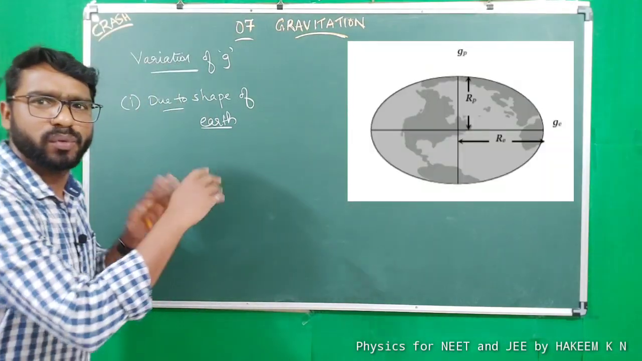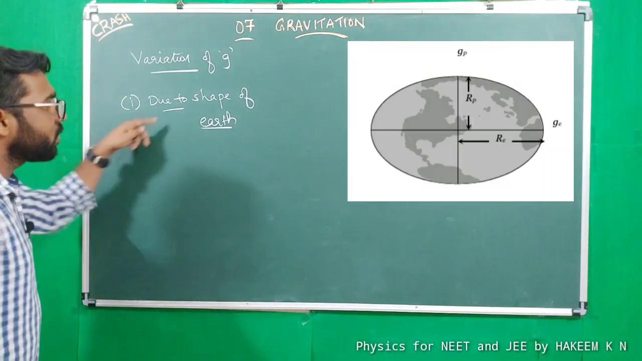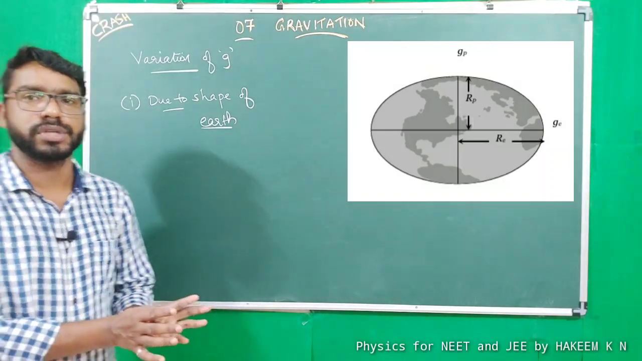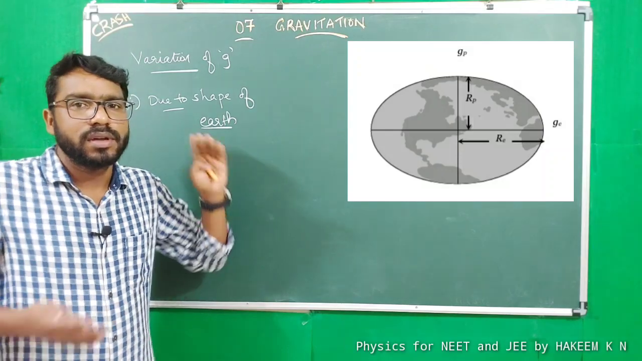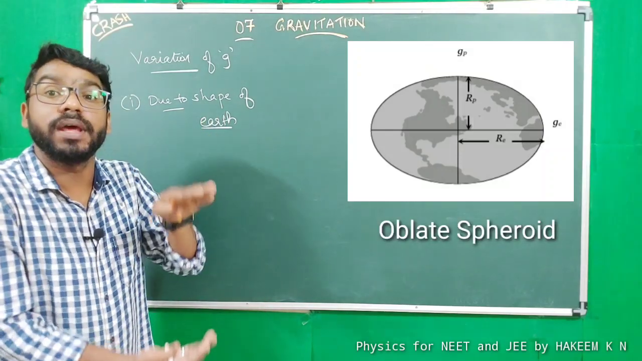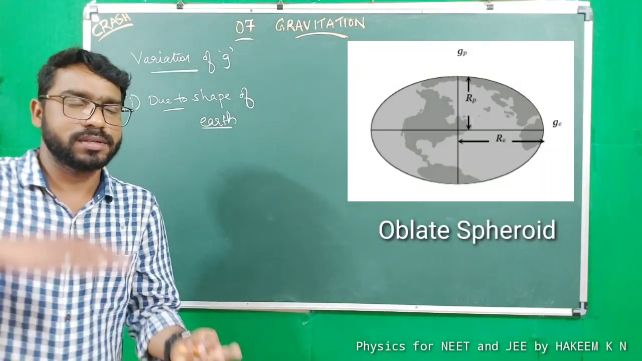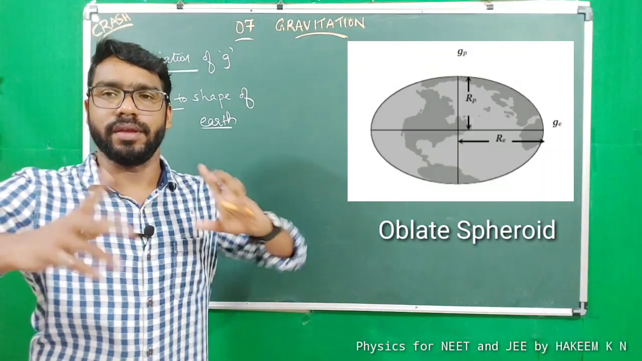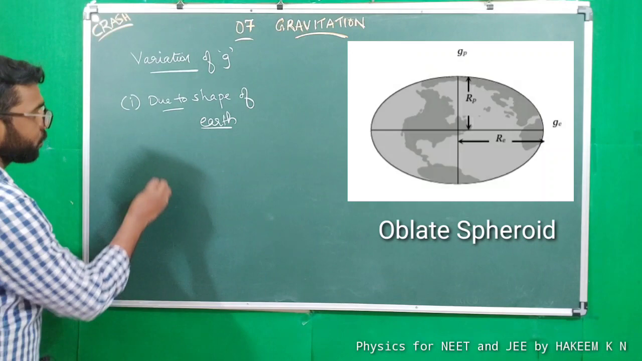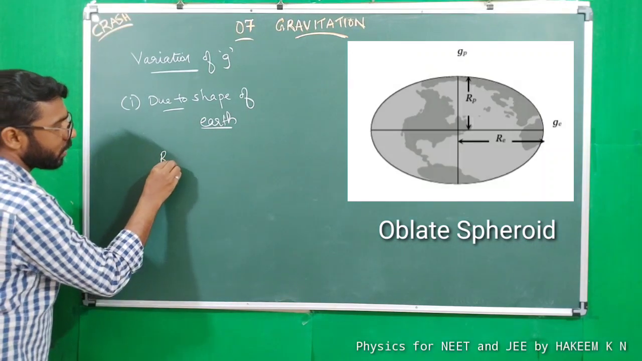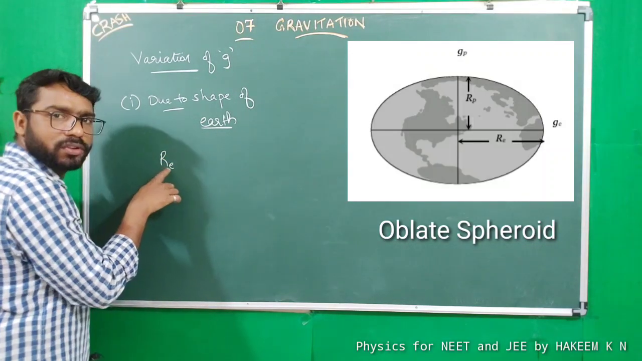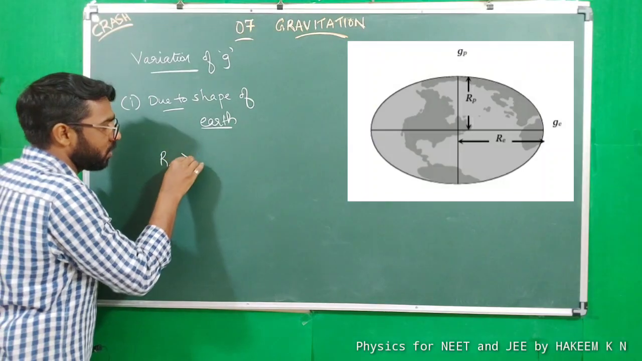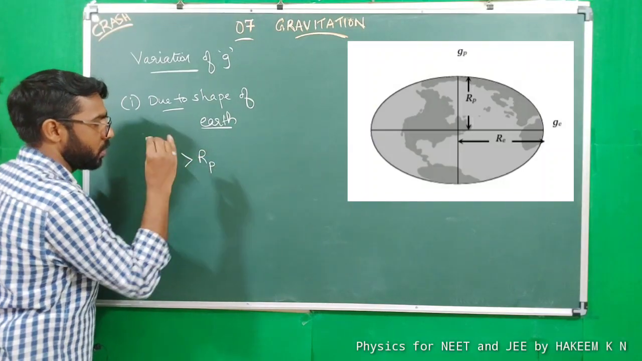Next heading, variation of g. How does g vary? First point, due to the shape of Earth. We know that the shape of Earth is an oblate spheroid, that means flattened at the poles and bulged out at the equator. So we can say the equatorial radius is greater than the polar radius.